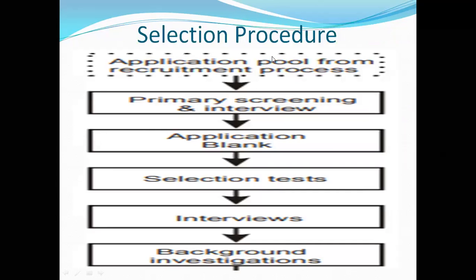And coming to the selection procedure, these are the various steps of the selection process or selection procedure. First of all, it starts with the recruitment output. The recruitment output is the application pool from the recruitment process. So you will pick up those 1000 applications. In my example, I am continuing with 1000 applications, that is the application pool, which is the output of the recruitment process.